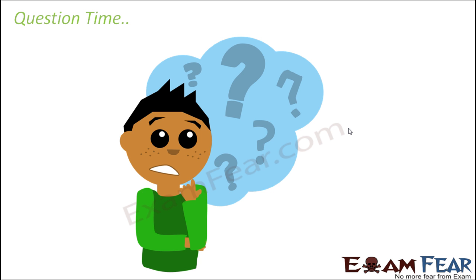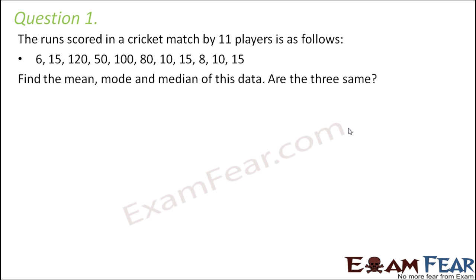So let us now quickly look at some questions based on mean, median and mode. Question number 1. The runs scored in a cricket match by 11 players are as follows. Find the mean, median and mode of this data. Are the three the same? So first of all, we arrange the data in ascending order.